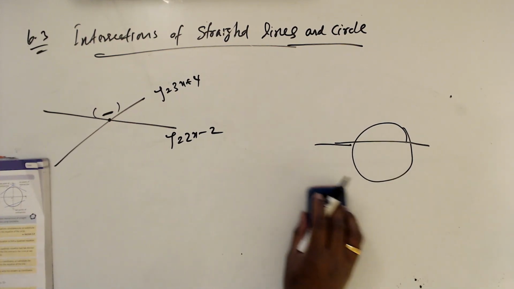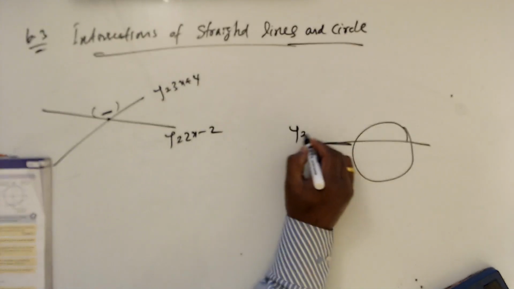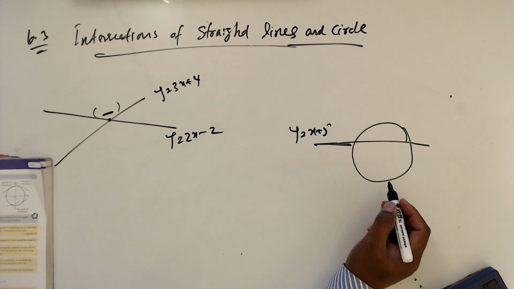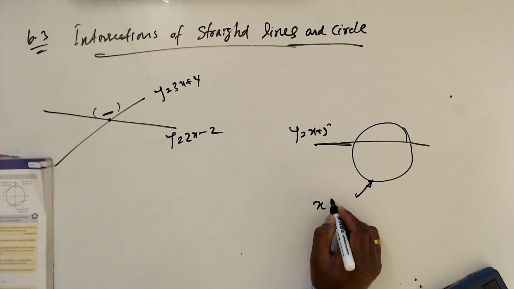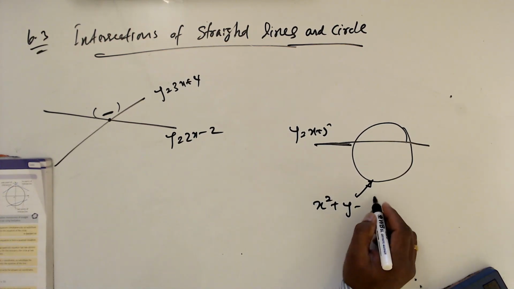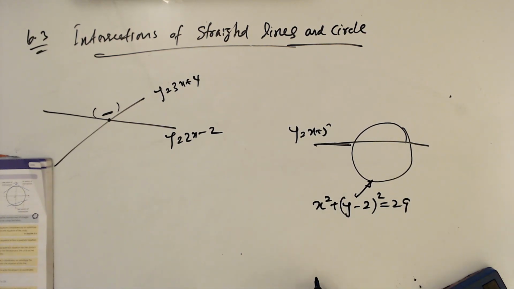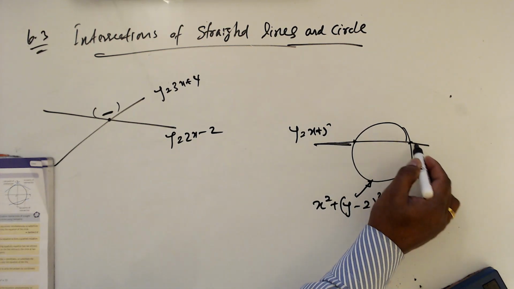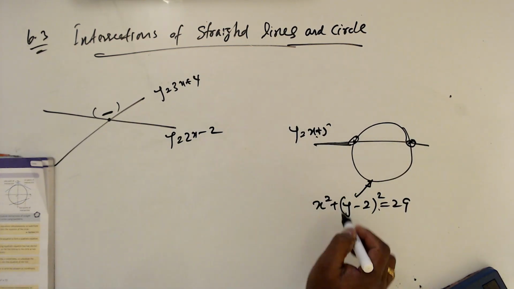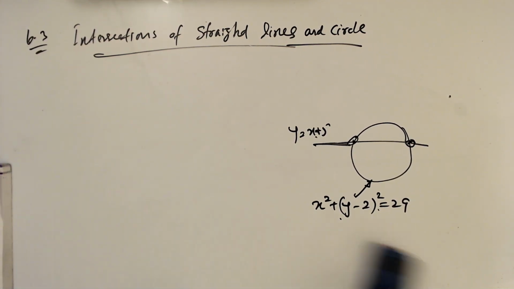Now the only difference is, assume this equation is y equal x plus 5 and assume this one is x square plus (y minus 2) square equal 29. Those are the two intersection points. Now we have to solve those two equations and find the intersection point. So we'll work out this one.